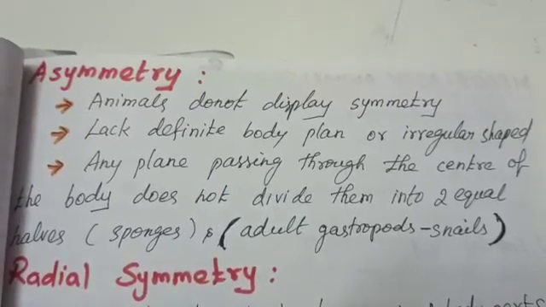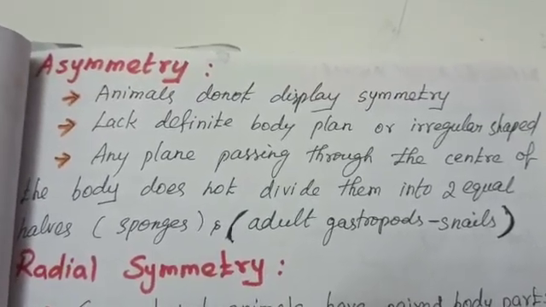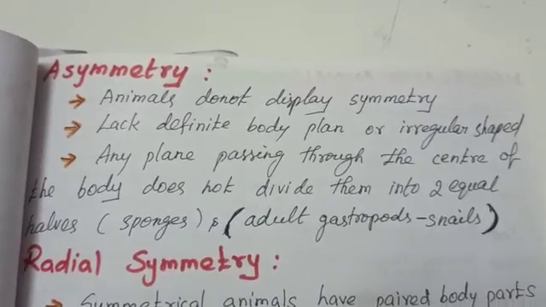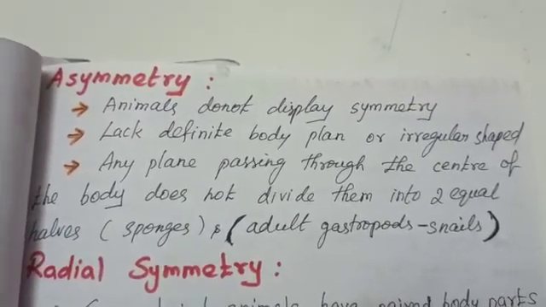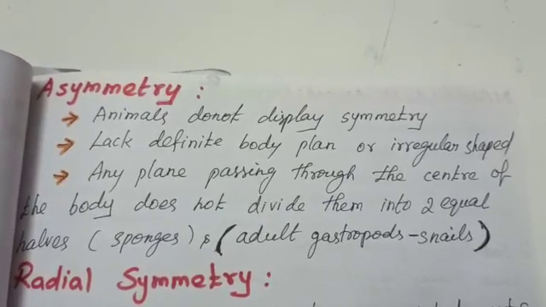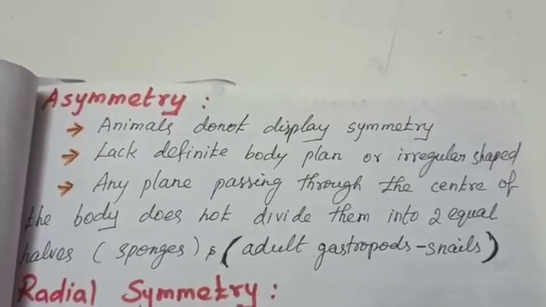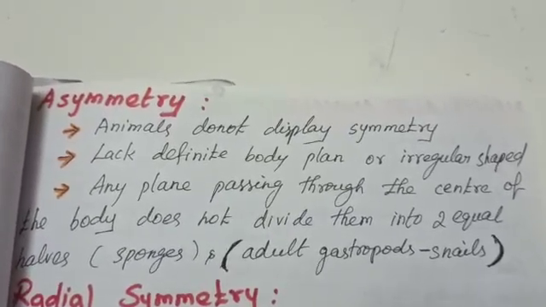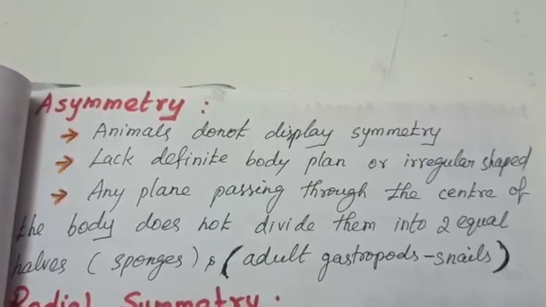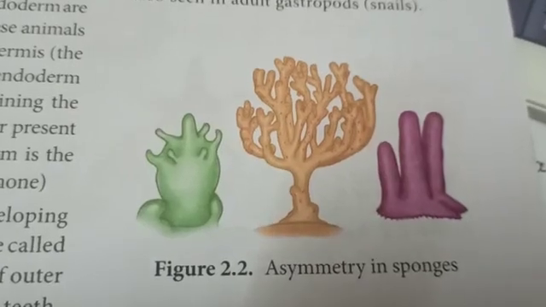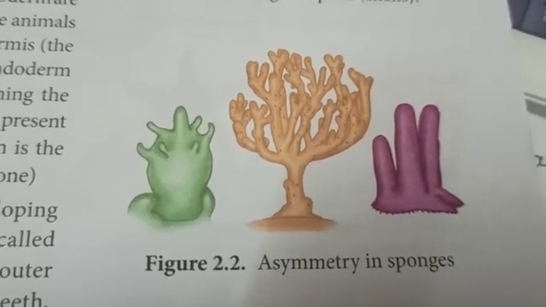Now we are going to see about asymmetry. Animals do not display symmetry. They lack a definite body plan, otherwise they are irregular in shape. Any plane passing through the center of the body does not divide them into two equal halves. Examples are sponges, and snails, adult gastropods. See here, asymmetry in sponges.